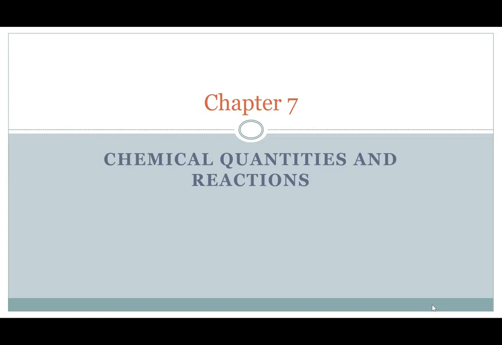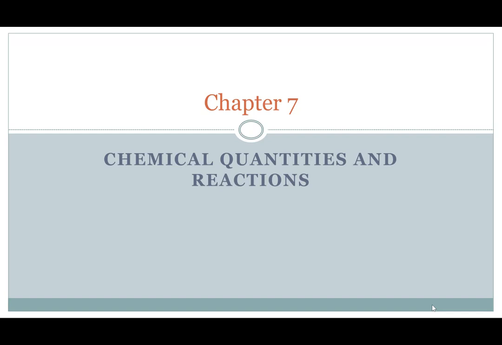So in chapter 7, we're going to start doing some chemical reactions. So what have we done thus far in this class? We've explored subatomic particles, protons, neutrons, electrons. We've put atoms and elements together to form compounds, so ionic compounds, covalent compounds. We saw how electrons dictate all of that.